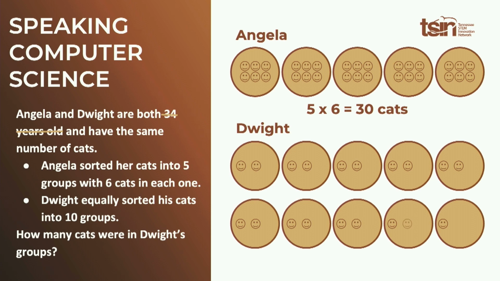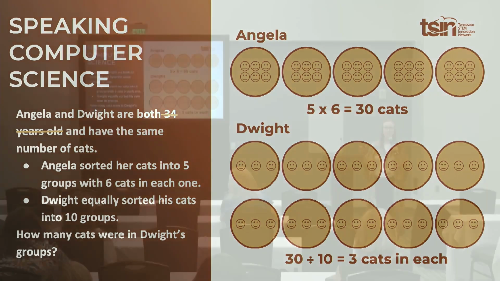Just like with multiplication, that algorithm wants us to write it in a specific order. So when we're writing a division equation, you want to write that total number first, divided by the number of groups. So 30 divided by 10 equals 3 cats in each. So as I went through that lesson, hopefully you were able to hear those 4 computational thinking strategies.